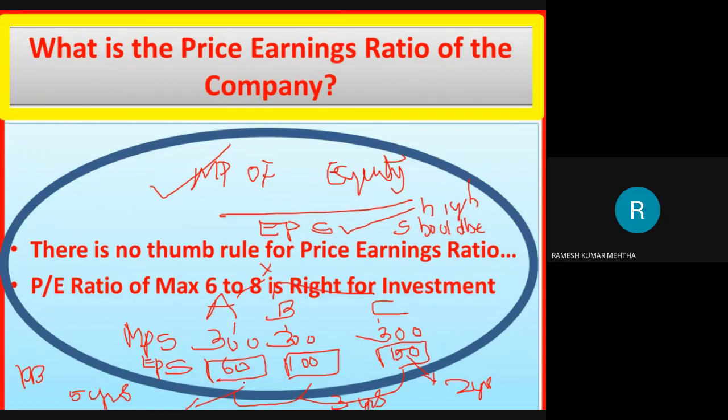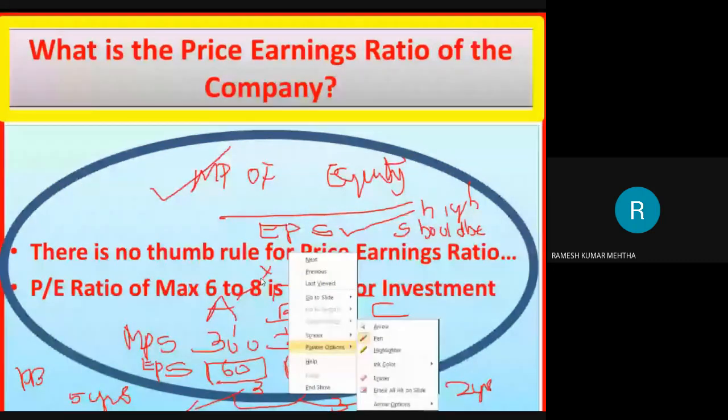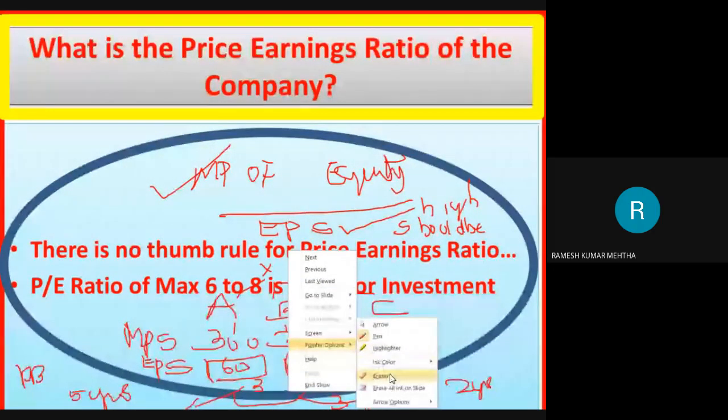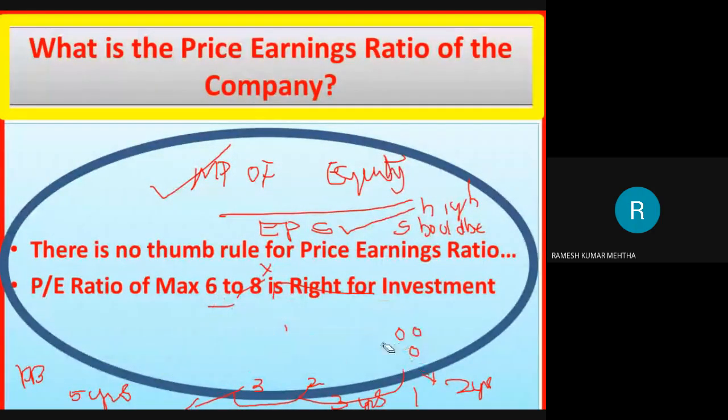So if you look, this is the best company, number one, this is number two, and this is number three. Why? Because we have employed common sense. This common sense is translated into price earnings ratio. Now let's look at the price earnings ratio of A, B, and C.